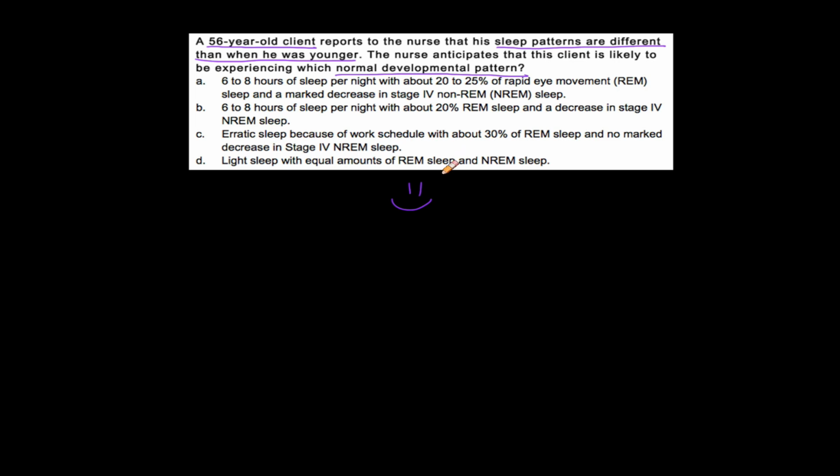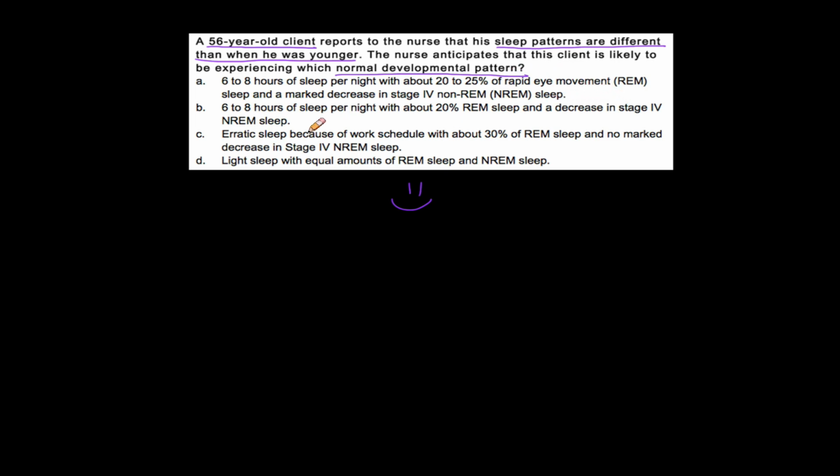So let's say I have no idea. I don't remember REM. I don't remember non-REM. I don't know what's going on. So how can I figure these out? How can I eliminate some options? So this first thing says 6 to 8 hours of sleep per night with about 20 to 25% of rapid eye movement and a marked decrease in stage 4 non-rapid eye movement. Okay, so far I don't know what that really means. I'm just going to leave it there.